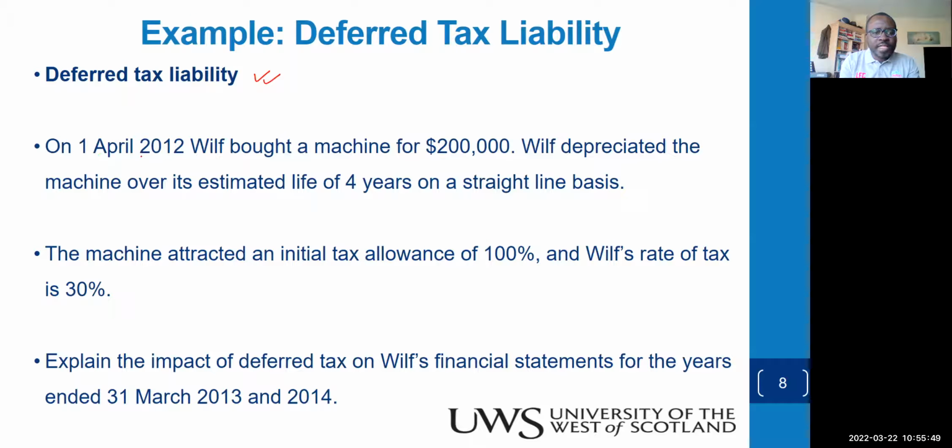So on 1st April 2012, Wealth bought a machine, 200,000. They will depreciate it over 4 years, useful life, straight line basis. The HMRC gave them an initial tax allowance, 100%, so the whole of this is granted. The rate of tax for Wealth is 30%. Explain the impact of deferred tax on their financial statements for the first year and the second year. So for year 1, right? And year 2. All right. Let's move on. Let's see what we can do.